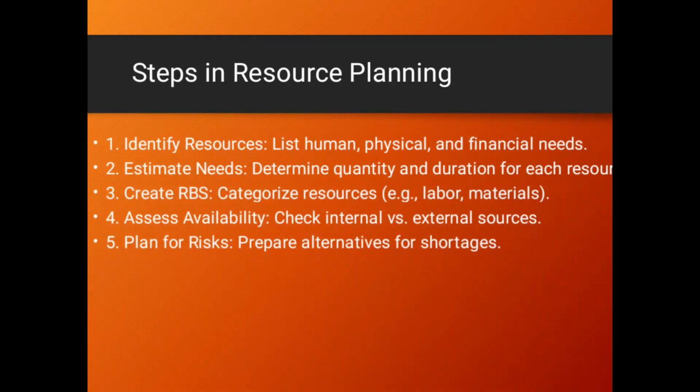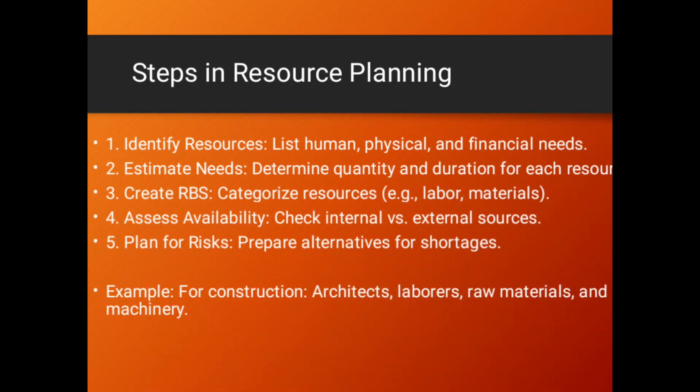Then from there, you need to plan for risks. Here you're trying to prepare for alternatives, to say if this particular resource will not be available, what am I going to do? For example, we are doing a construction project. The resources required are things like architects and designers for the project. Then you need laborers, those people who will be doing the actual work on the ground. From there, you need raw materials, and you need machinery as well.